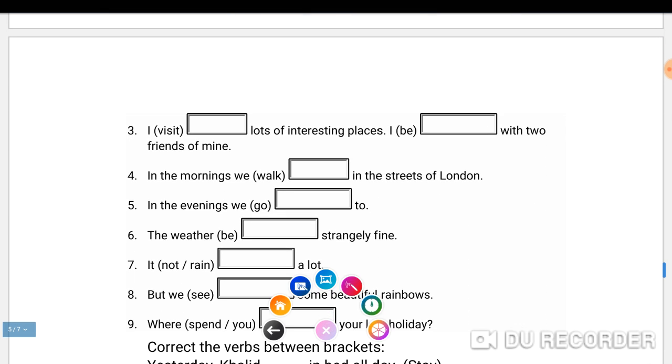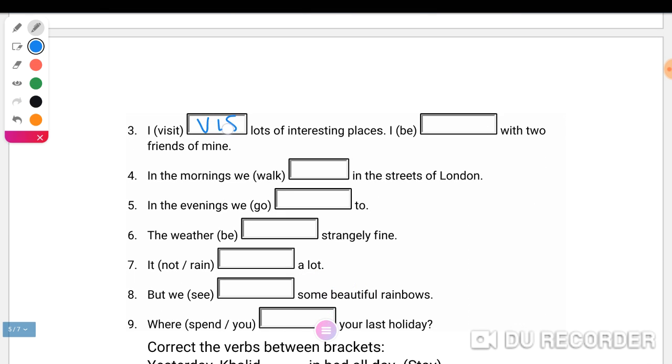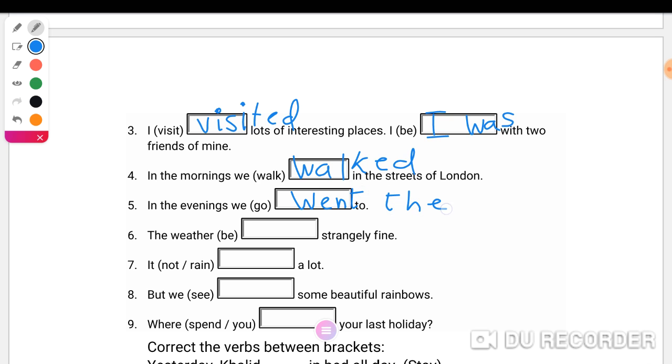I visited. Visited, I added ed. I was with 2 friends of mine. In the morning, we walked in the streets of London. In the evening, we went to the garden because this one is incomplete one. The weather was strangely fine.